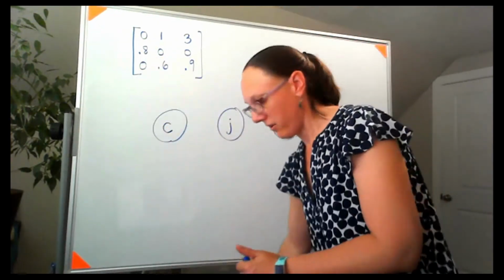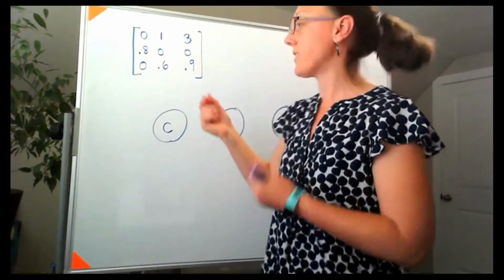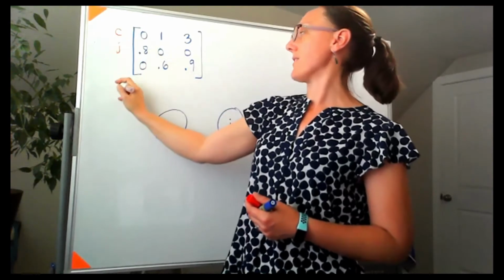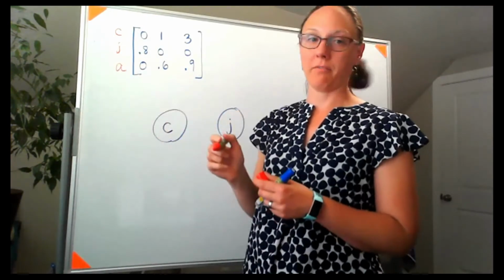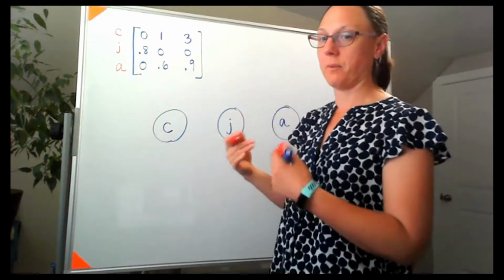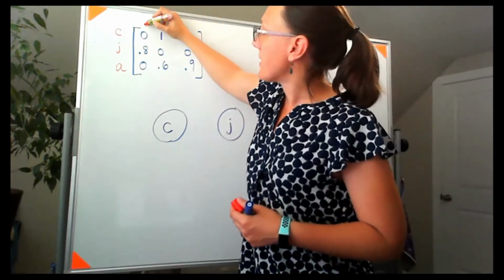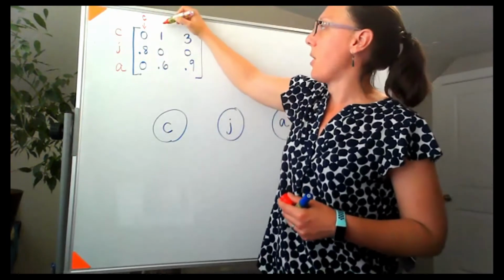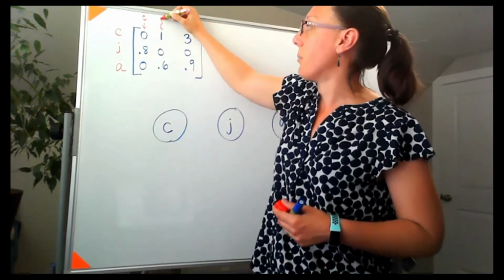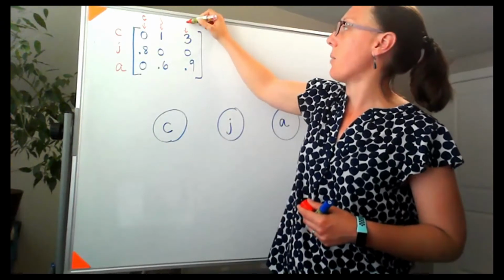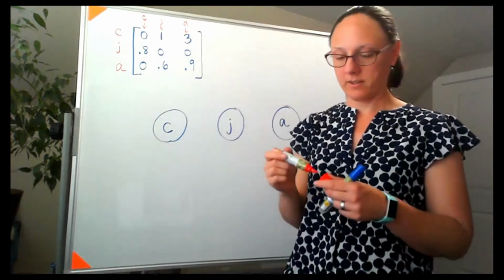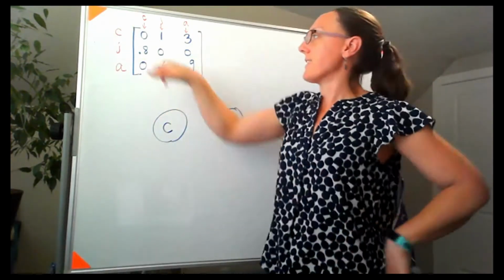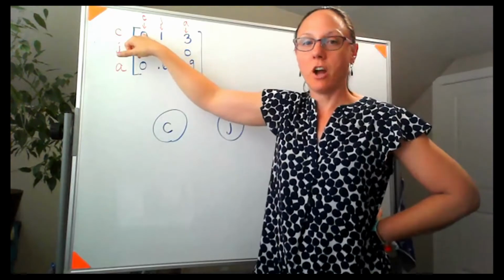My top row is telling me, for next year, where my cubs are coming from, where my juveniles are coming from, and where my adults are coming from. And then the columns are telling me where: this column is coming from my cubs, this column is coming from my juveniles, and this column is coming from my adults.